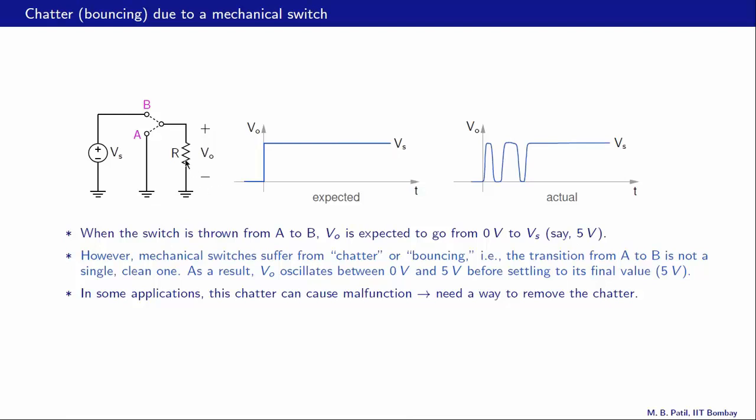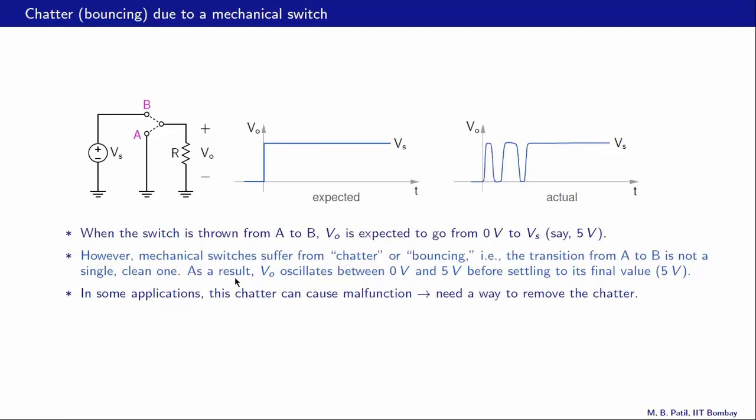Let us say that the switch position is changed from A to B at t equal to 0 right here. Then this is what we would expect as the waveform for VO. In reality, what we get is this waveform, for example. Instead of one single transition from 0 to 5, we have some other strange waveform, and finally it settles down at 5 volts.